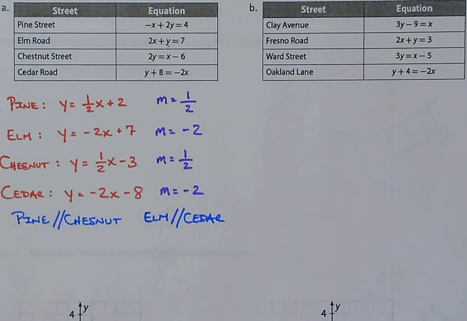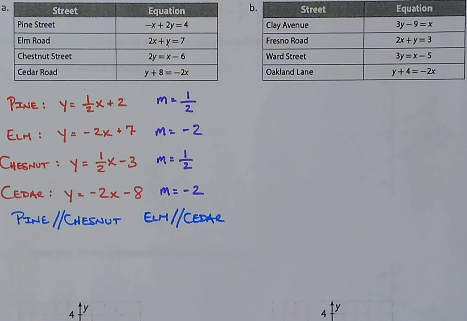So, if anything at all, we know that we do have a parallelogram. The next thing to determine is if we have a rectangle. To determine if we have a rectangle, either we can look at the slopes to see if we have opposite reciprocals, or we can multiply the slopes to see if their product is negative 1.